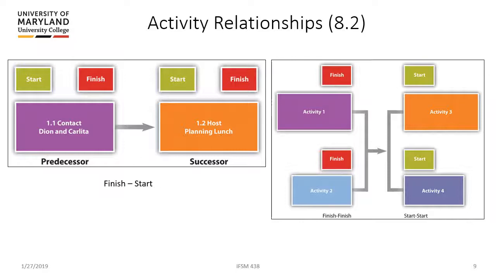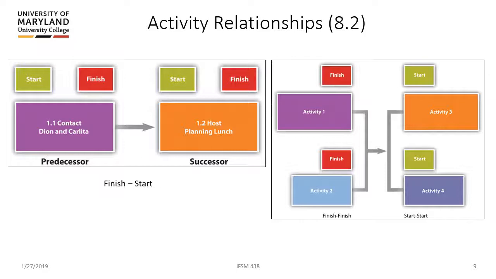So starting on the left, you see the finish to start relationship. This is the most common. So on the left, you have a predecessor task in purple. And on the right, you have a successor task. So what that means is the predecessor task must finish before the successor task can begin.